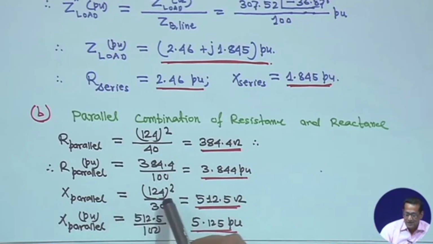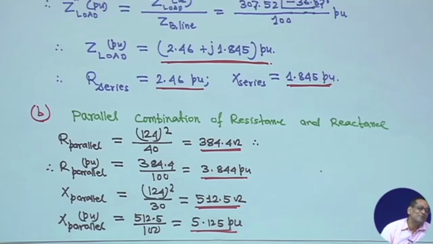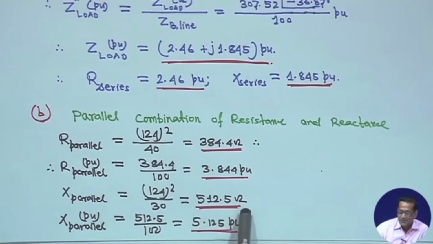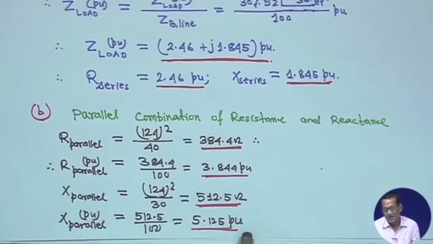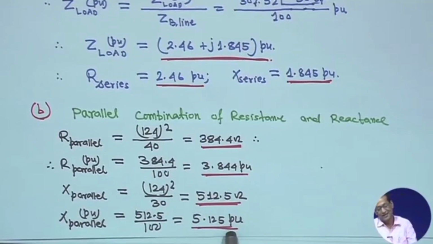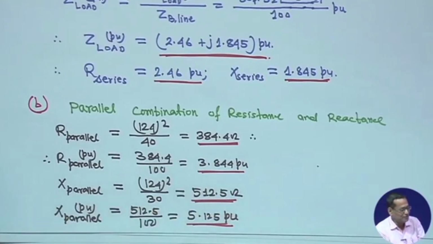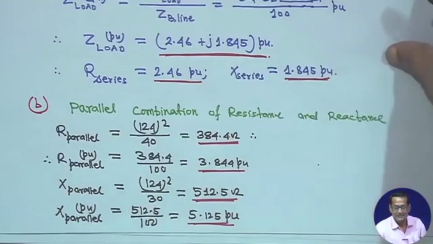Similarly, for X parallel, 30 megavar is coming from the 40 plus J30 load. So that is why 124 square upon 30, which is 512.5 ohm. So X parallel per unit will be 5.125 per unit. Up to this I have shown; the rest of the parallel part you will do. But I will show you only the series connection.